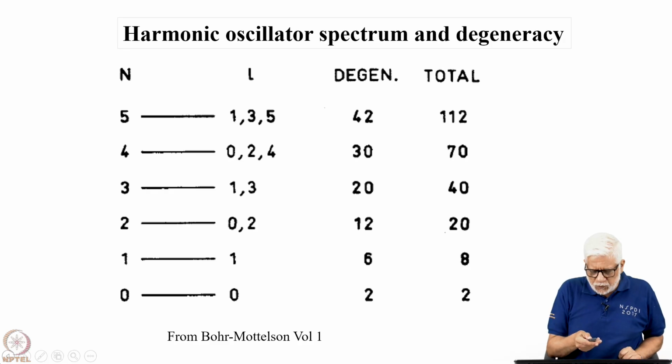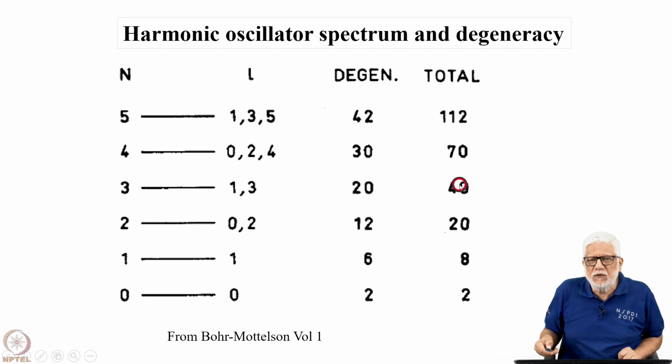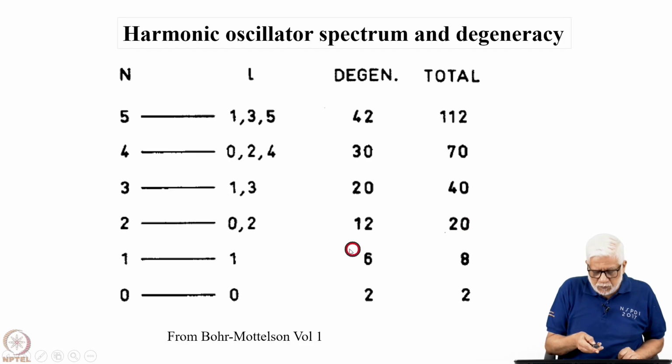Okay. So, the harmonic oscillator, of course, generates a very nice evenly spaced set of levels, and so for n equal to 0, n equal to 1, n equal to 2 and so on, you have the possible L values. The L value for n equal to 0 is just 0, n equal to 1 is just 1, but n equal to 2 is 0 and 2 and so on. So, the degeneracy is what is listed here, and this is the total number that you have if you fill levels up to a certain n. If you fill levels up to n equal to 3, then you get a total number of 40, up to 2 you get only 20 and so on. This is taken from Bohr and Mottelson volume 1.